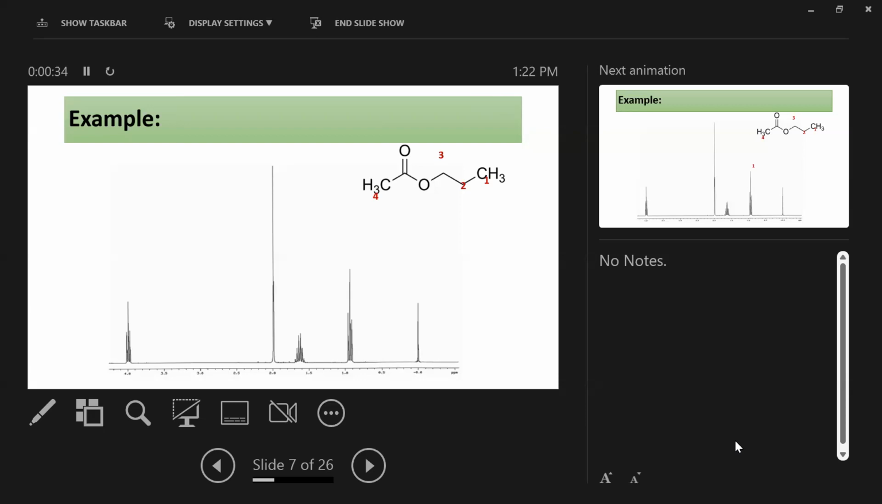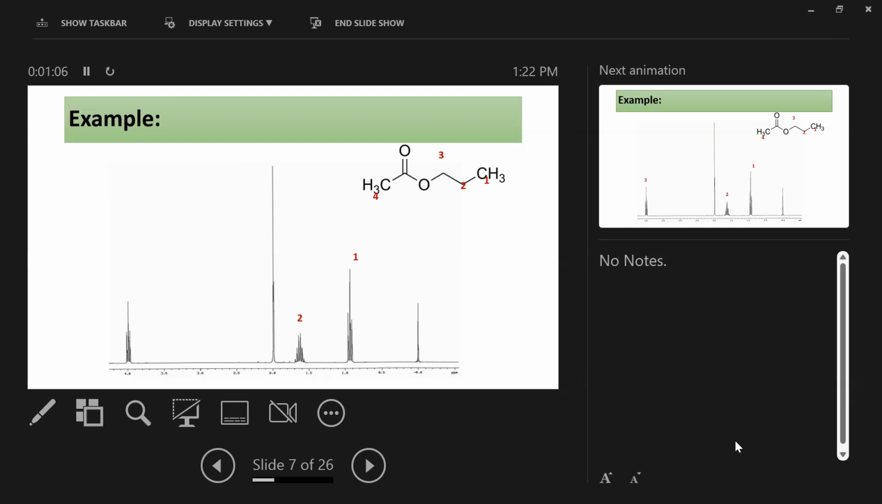All right. So proton one, right? We assign this proton as 1. It's the furthest away, so it is the most shielded, so it's going to be upfield, right? Upfield. Cool.